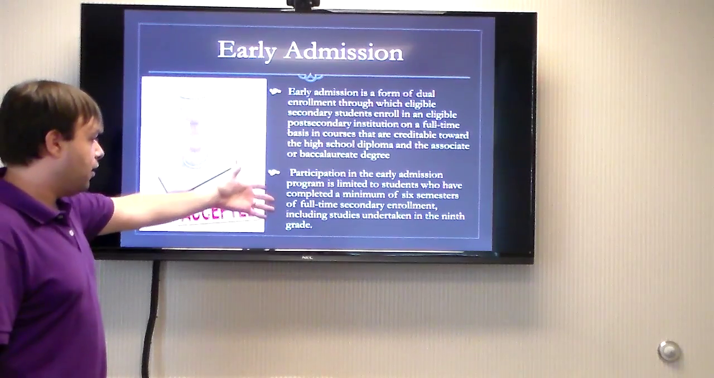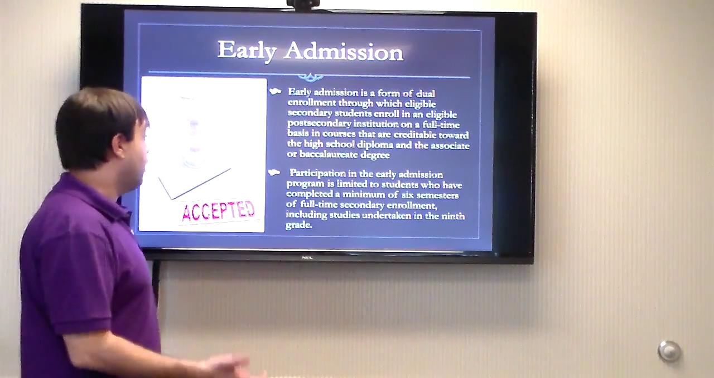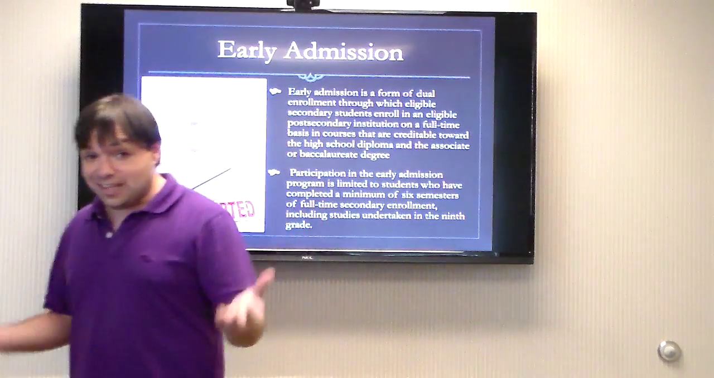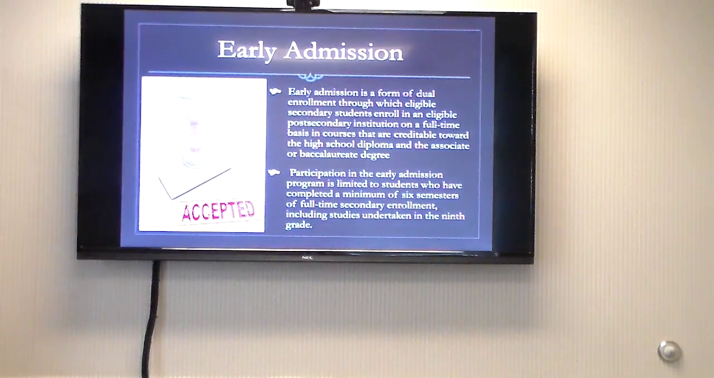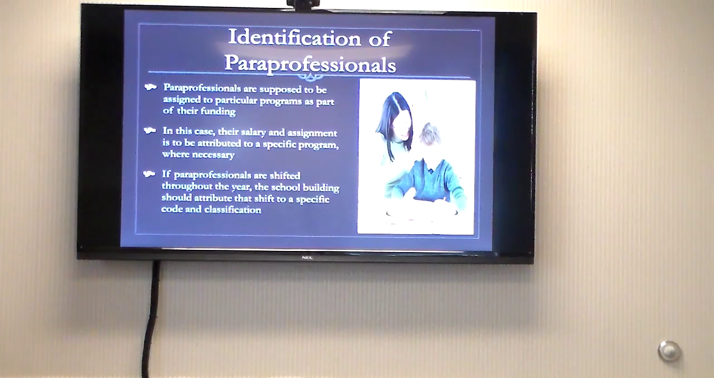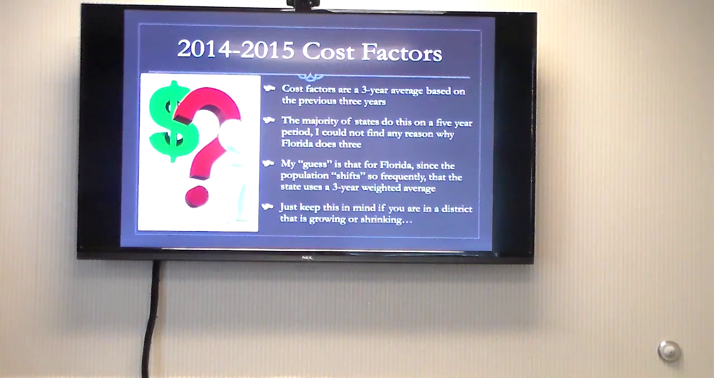And if you're able to do it, you can start as soon as 9th grade for early admission if you meet the qualifications. That's something else that I think is interesting for Florida. So, paraprofessionals have specific programs and specific funding and specific classifications. How they're funded is dependent on what area of the code they're structured in. If they're shifted throughout the year, the building has to attribute that shift to a specific code and specific classification. I think that's another big idea as well, because that's slightly different in this state. It's not just a generic paraprofessional coding structure. They're assigned to a program, and the program gets the funding for that.